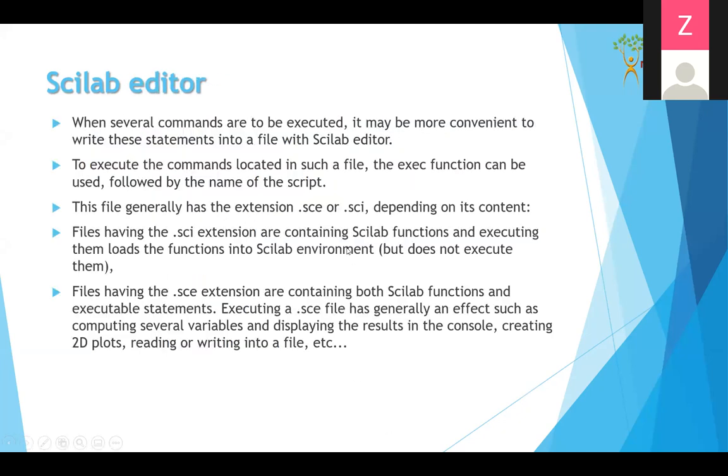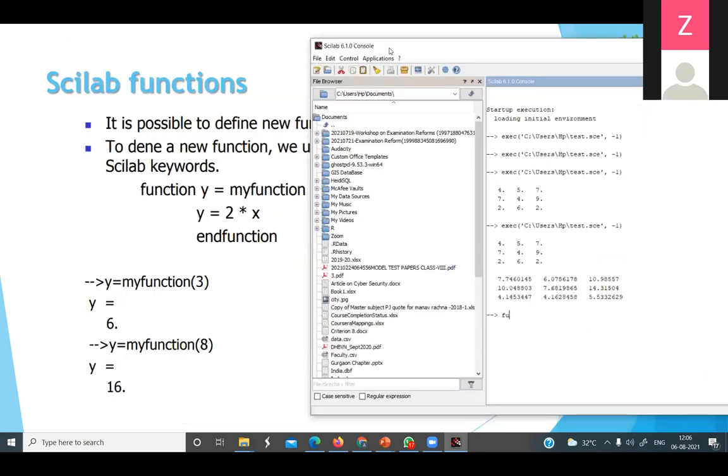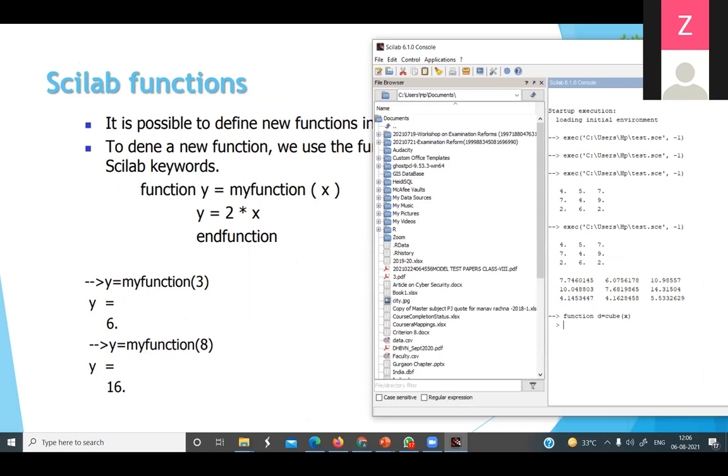We can also create dynamic functions in Scilab. Let us try to create a function as per our requirement. The syntax is, you just need to write function, the variable where you want to get the value, and the name of the function. Say I want to calculate the cube of a variable which is passed onto it, which is x. And d is equal to x into x into x, or maybe it can also be written as x double star 3, or x raised to power 3, and endfunction.